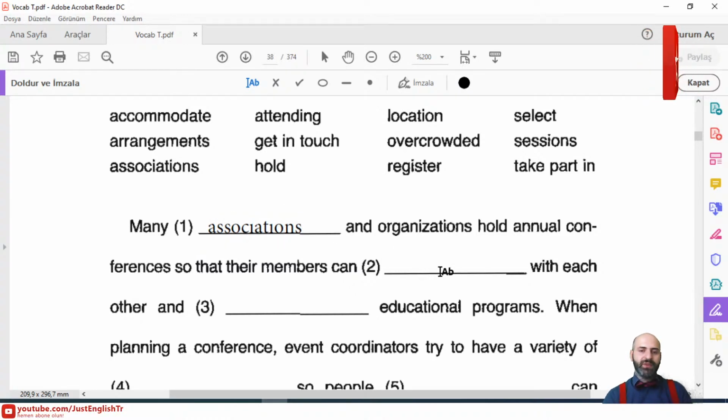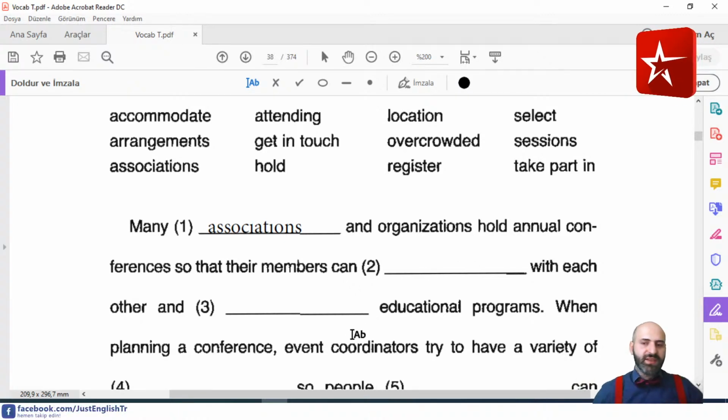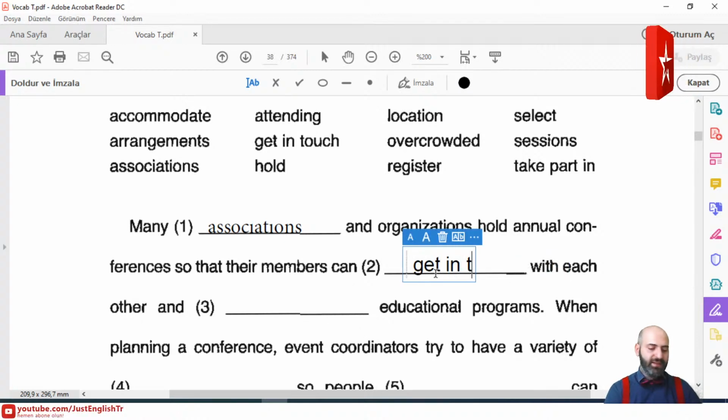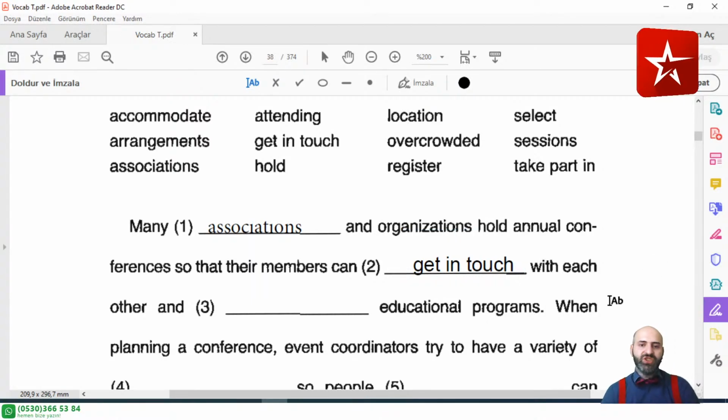What do you think about number two, guys? So many organizations or associations hold annual conferences. Why? So that their members can verb with each other. Get in touch, Mustafa and Firuza. And yes, guys, you are correct. Kadir also joined them. True. Get in touch. Let's write. Get in touch with each other, and again we need to use verb, of course, educational programs.